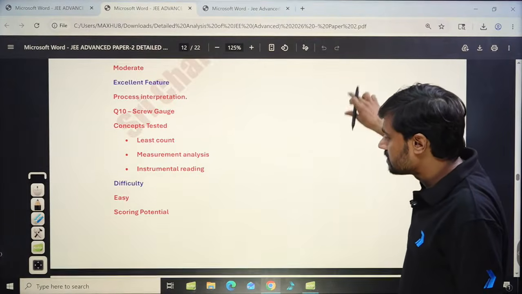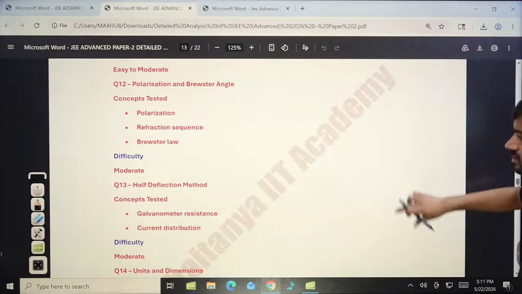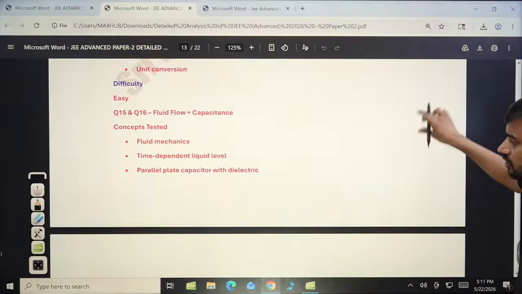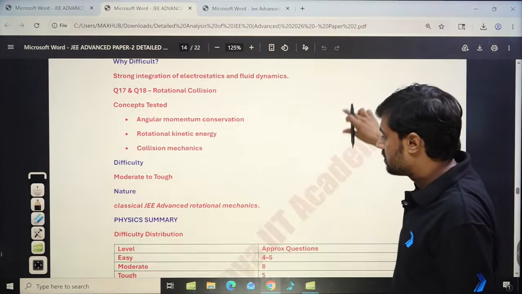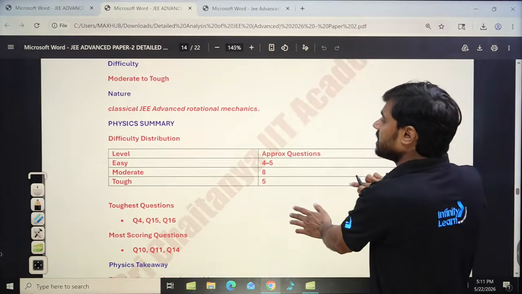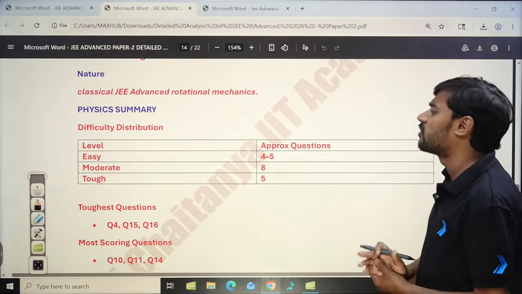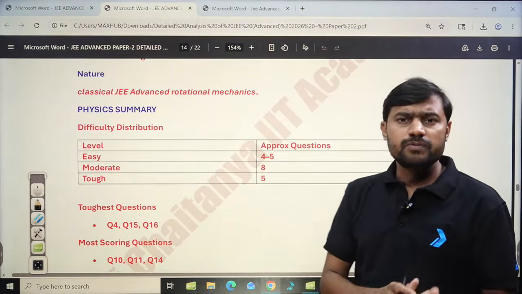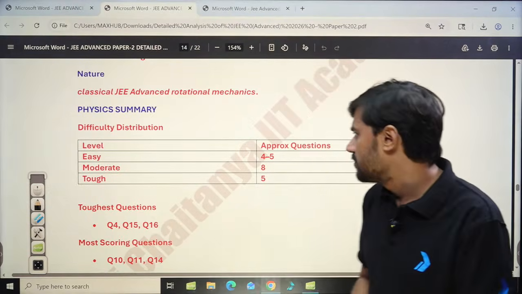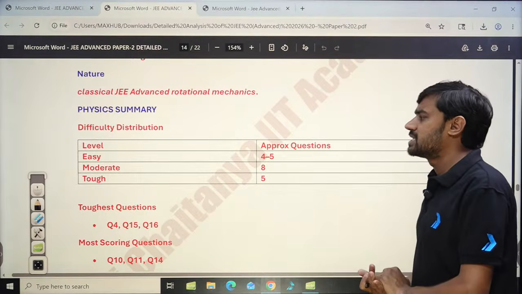And here is a PDF which shows how many questions are from 11th and how many are from 12th. And the difficulty was that there are 4-5 questions which may be in the easy category, the moderate number of questions was 8 and tough was 5.